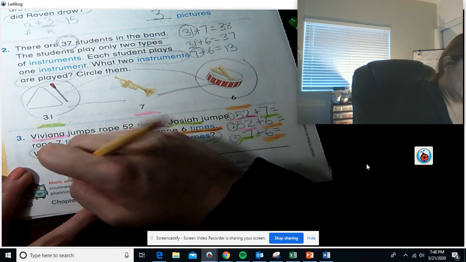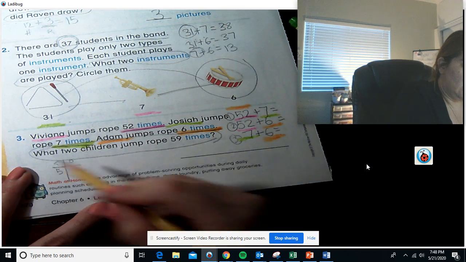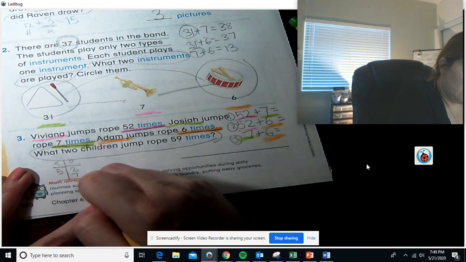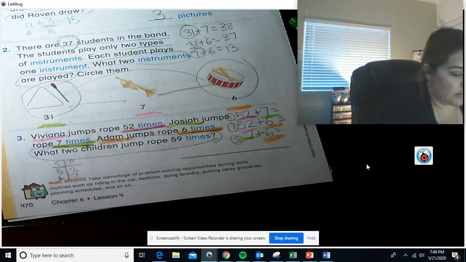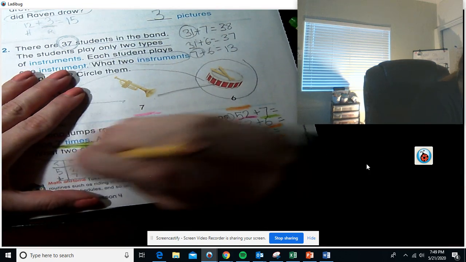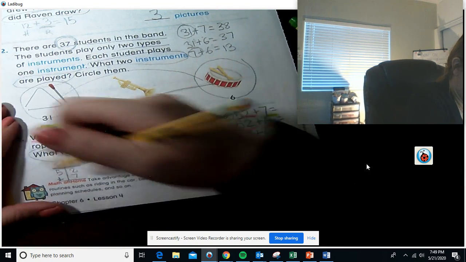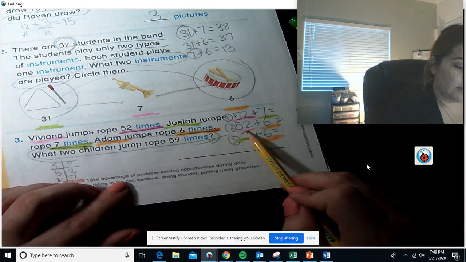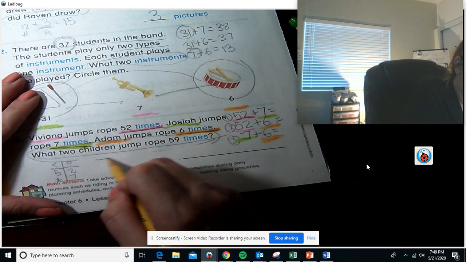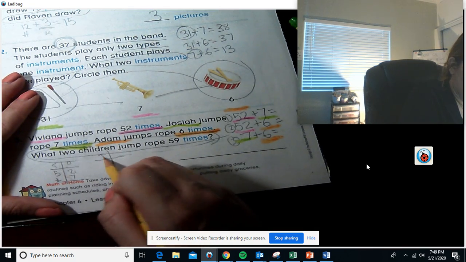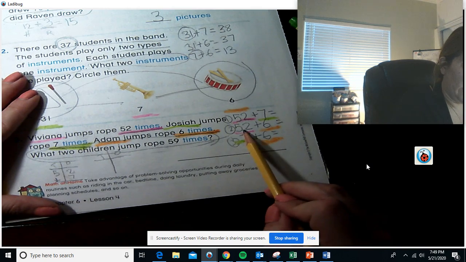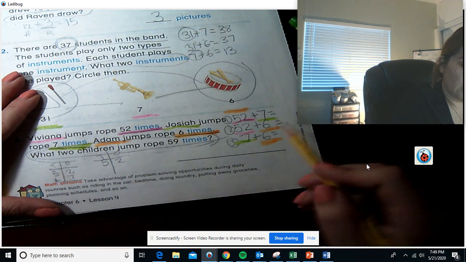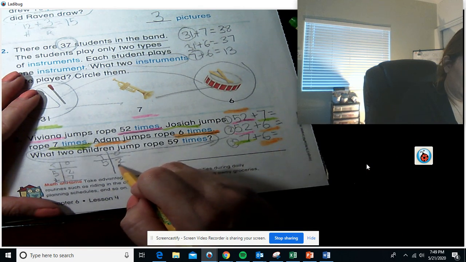2 1s. 5 10s and 2 1s. Plus 7 1s. Uh-oh, that's not enough space, is it? Okay, and then the next one is 52 plus 6. So let's make our T-chart. 10s and 1s. So 5 10s, 2 1s, and 6 1s.